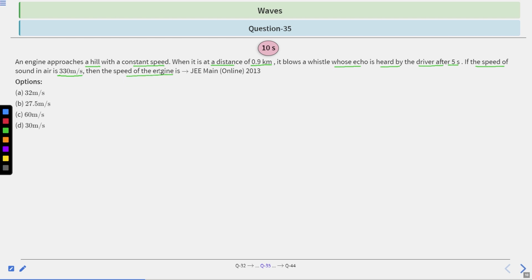So this question asks about the speed of the engine. Which option is correct? Option A is 32 meter per second, option B 27.5 meter per second, option C 60 meter per second, and option D 30 meter per second. So which one is correct? You have 10 seconds to solve this question. After 10 seconds, we will provide the solution.